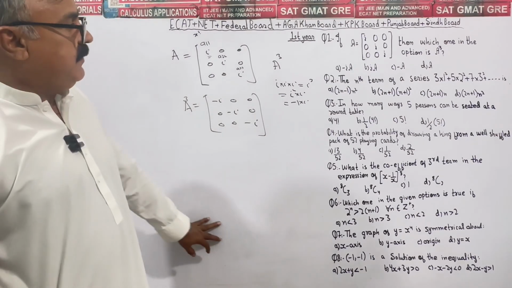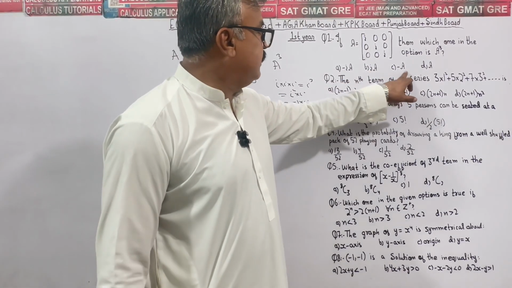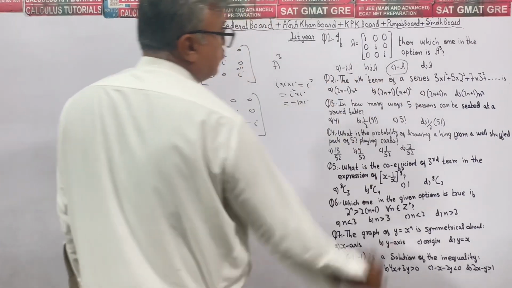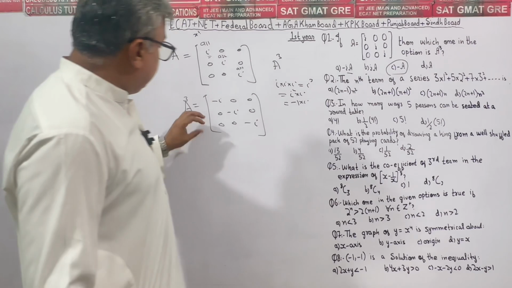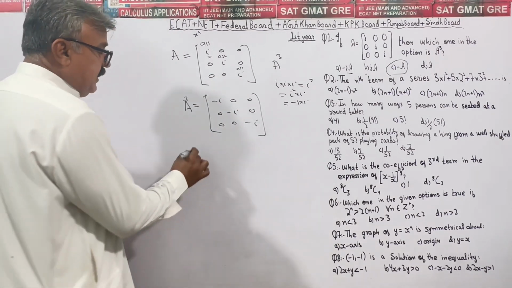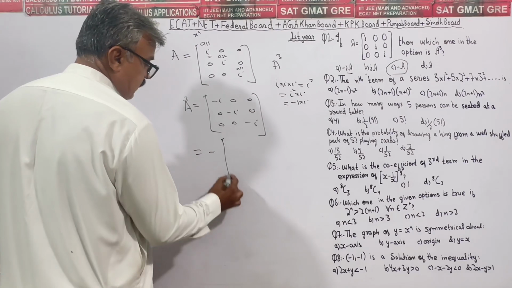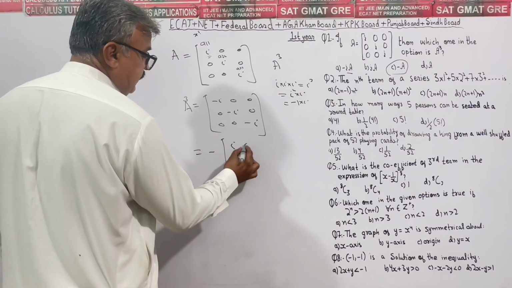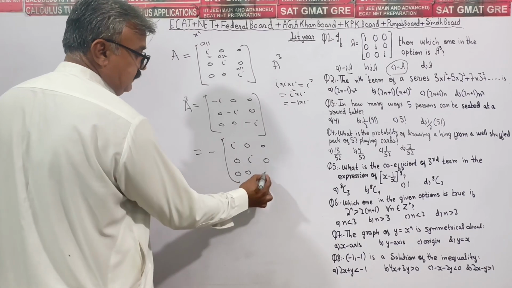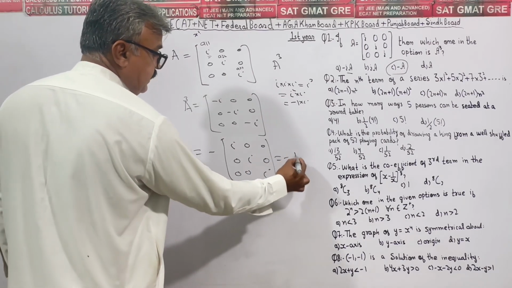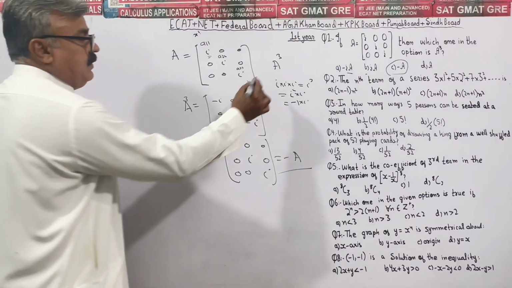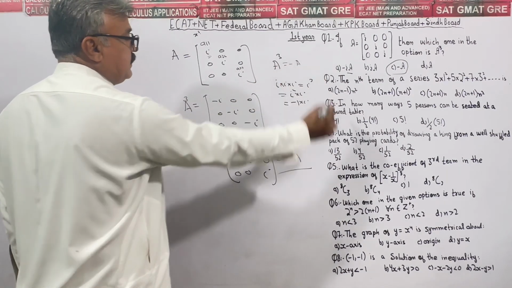In order to arrive at the MCQ option, this is not just minus iota, it is the additive inverse of the given matrix. Whatever we have, it is the additive inverse of the actual one. Taking minus common, we have iota 0 0, 0 iota 0, 0 0 iota. So minus A is the right option. A cube is equal to minus A.